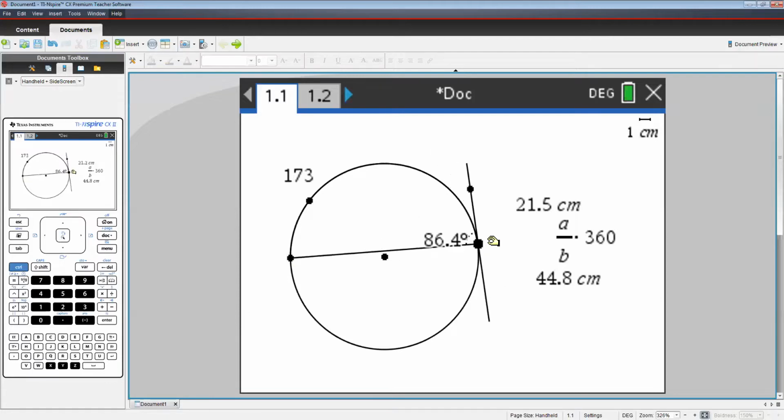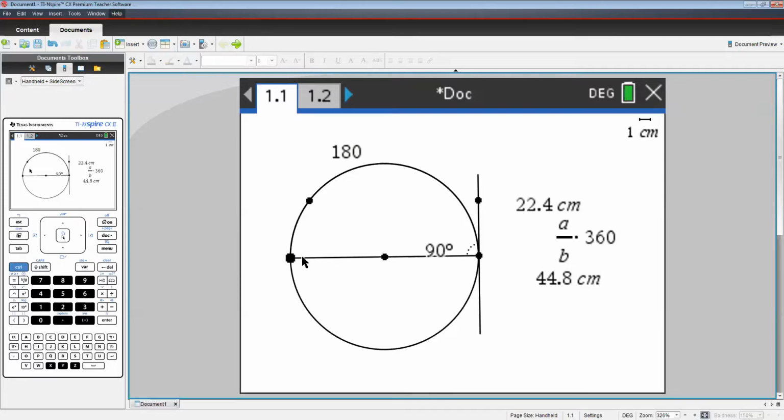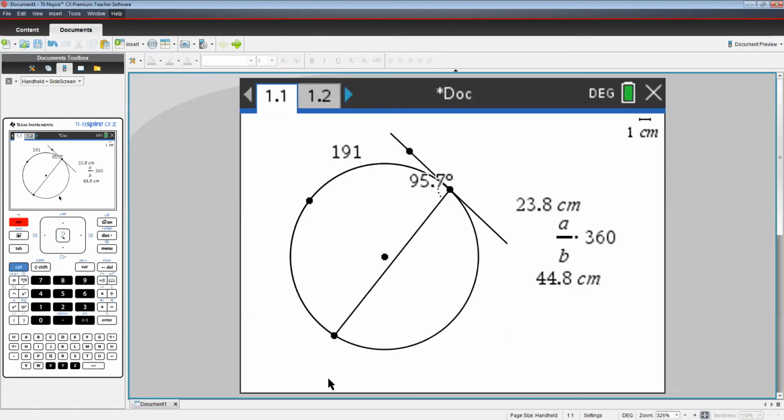I can change my point of tangency like that. And now when this is a diameter, we know they're perpendicular. So see, that's 90 degrees, and of course that's 180. So that's our first theorem. All right, let's go back to my iPad and let's write that down.